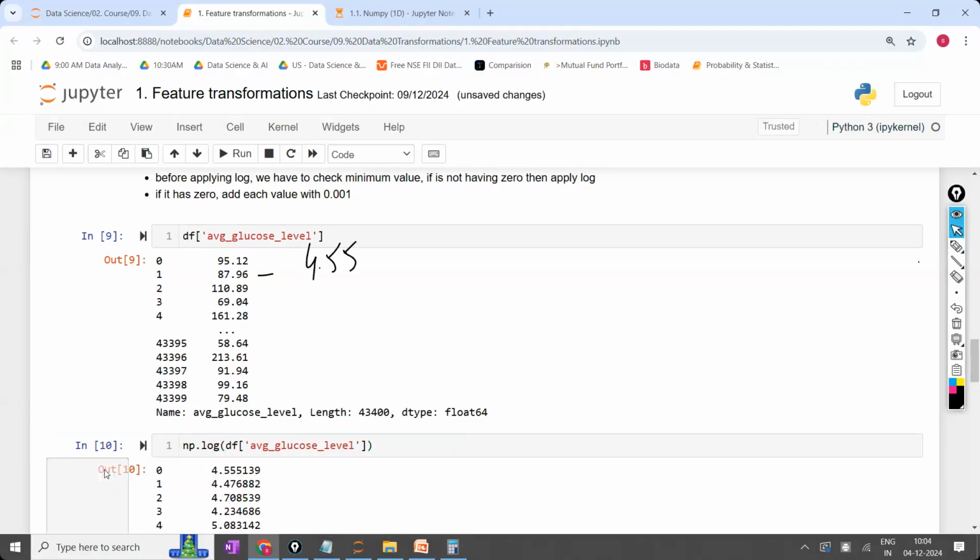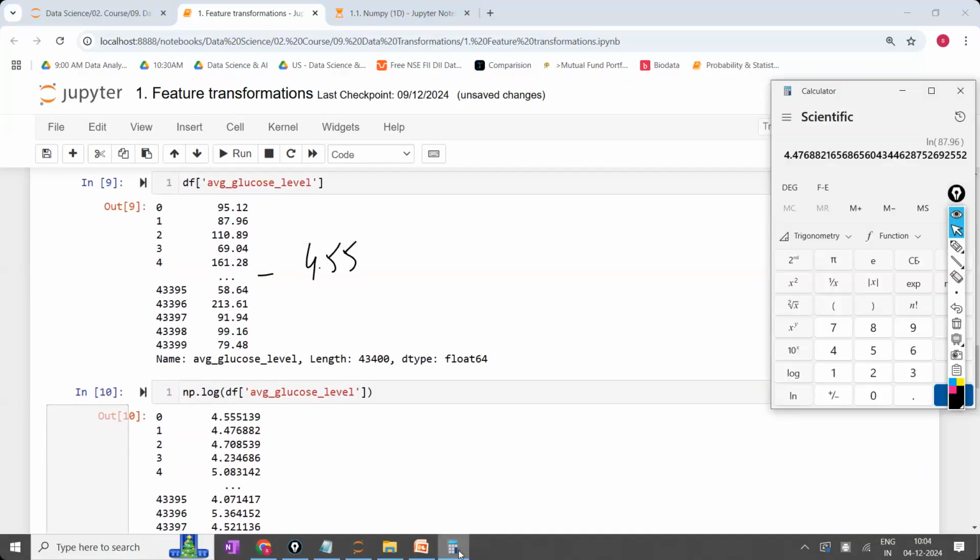Let us cross check whether we got the same answers or not. First value is 4.55. Second value is 4.47. Is that clear? Similarly, the remaining values also. For every value, it is going to apply. Log transformation is clear now? It is just applying the log on each and every value. It is also a 1D array only, just the data is column wise. It is a series now.